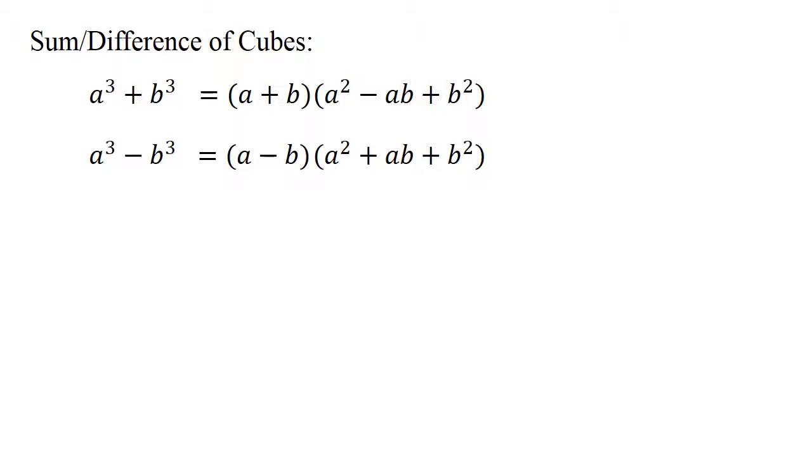So you notice the first binomial part always has the same sign you started with. And then in the trinomial, the middle part is always the opposite of what that sign was in the binomial. And if you keep that straight, it'll make factoring these a lot easier.